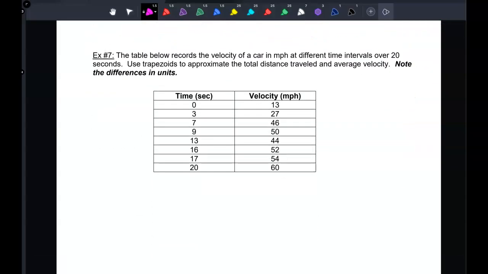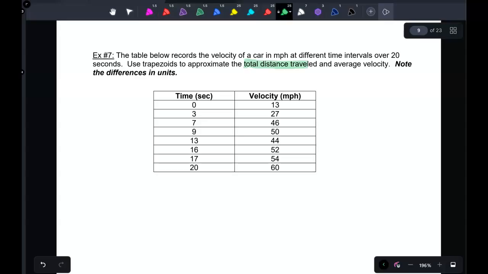Okay, we had something similar to this where you don't count the first one and the last one. But now we're using trapezoids to approximate rather than rectangles. We want to do 2 things. I want you to find the total distance traveled and the average velocity. And notice this is similar to one that you had where velocity is in miles per hour. The time is in seconds. I'll deal with the units later. Let's just do the trapezoidal.